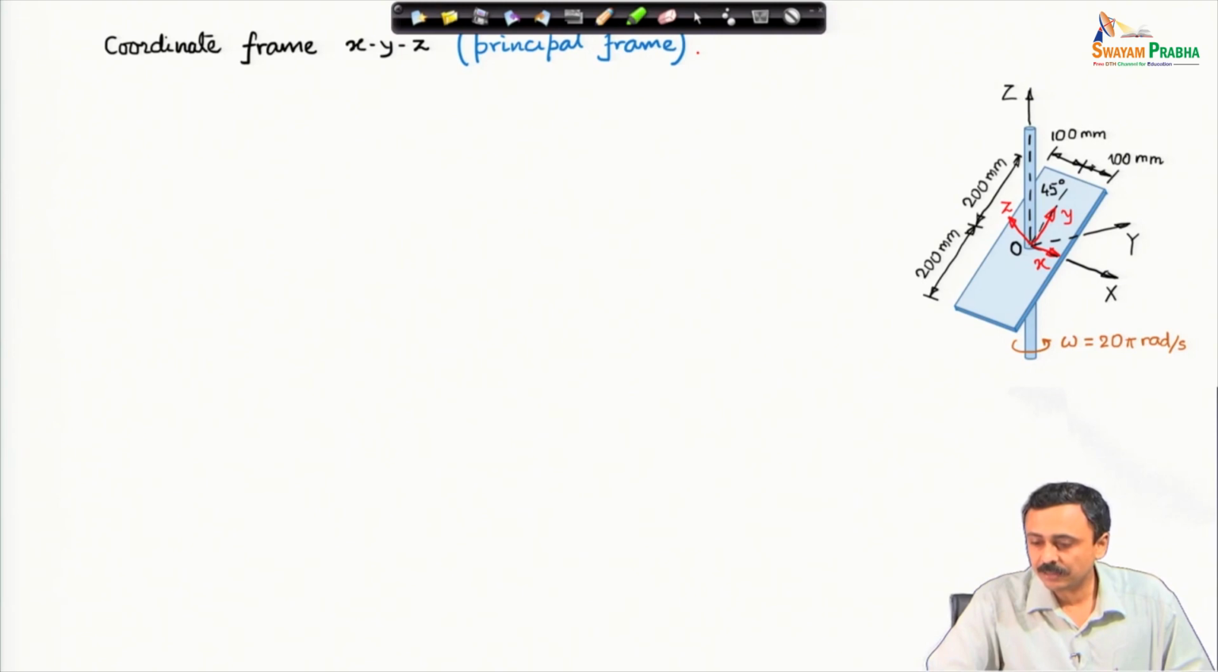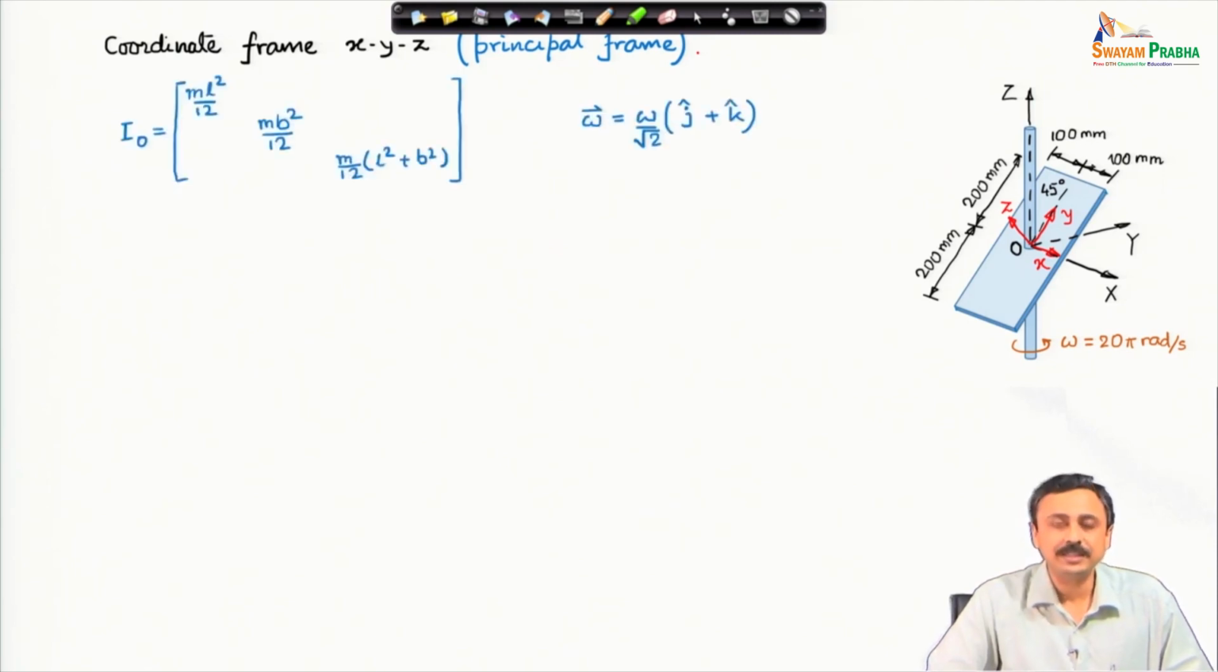We have to calculate the angular momentum about that point O. Therefore, I need the moment of inertia tensor, and for a thin plate you might know from mechanics that this is the moment of inertia tensor. Other terms in this tensor are all 0. I have not written them. Therefore, we have only the principal diagonal, and the angular velocity also I have to represent in this frame x y z.